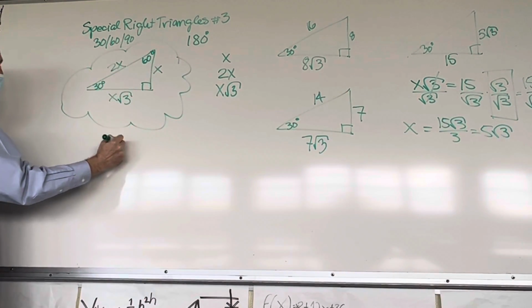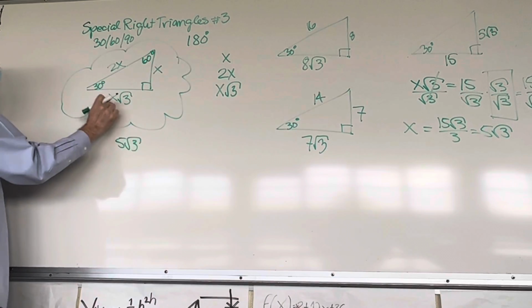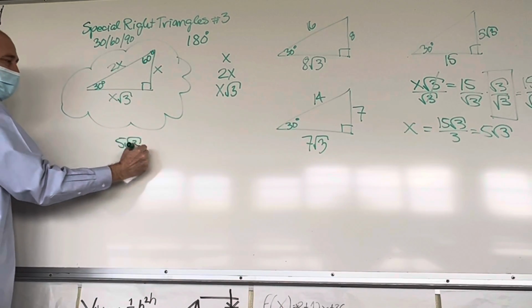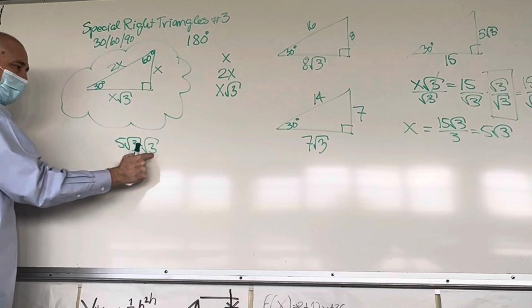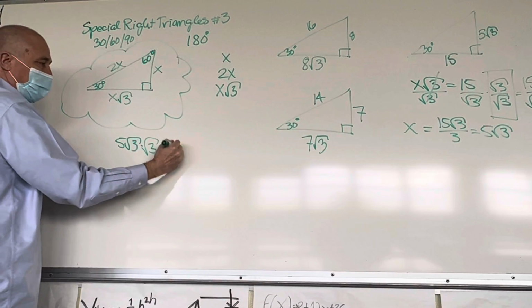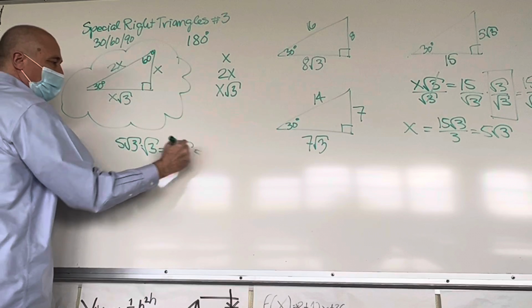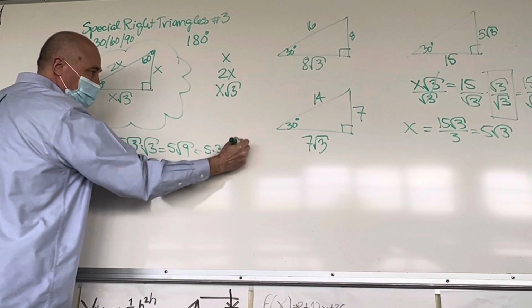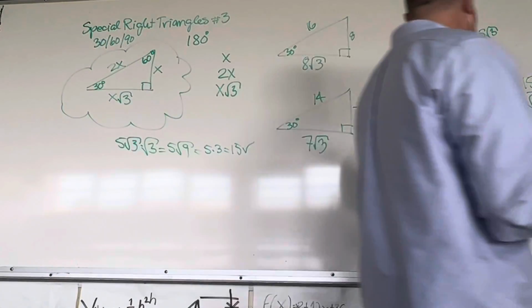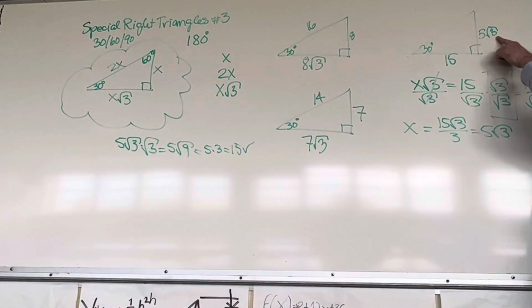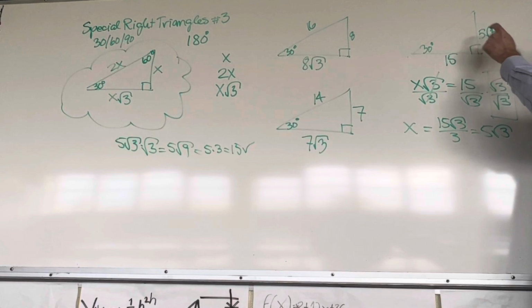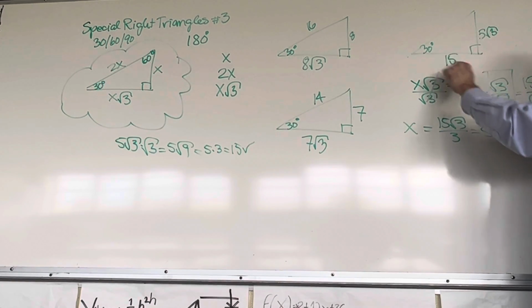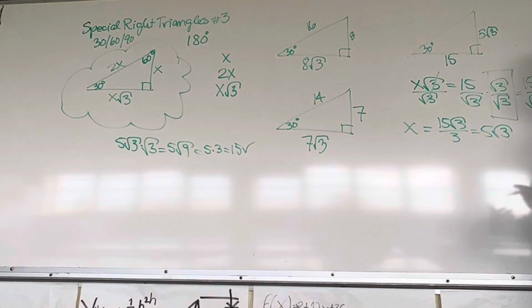But just to prove it, 5 radical 3 is what x is, times radical 3. Radical 3 times radical 3 is 5 radical 9. Radical 9 is 3, so 5 times 3, does this equal 15? Check. So this whole piece, x, has to be the 5 radical 3. We need the radical 3 in there because that times radical 3 equals 15. I don't know if I'm explaining it very well, but does this kind of make sense? Kind of see the logic?